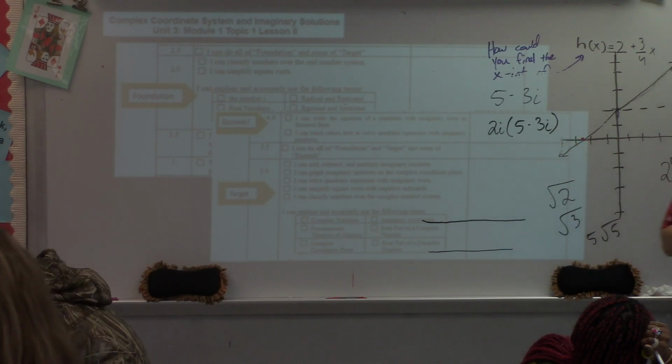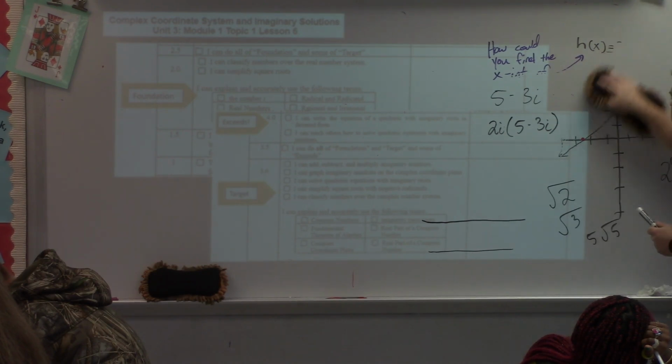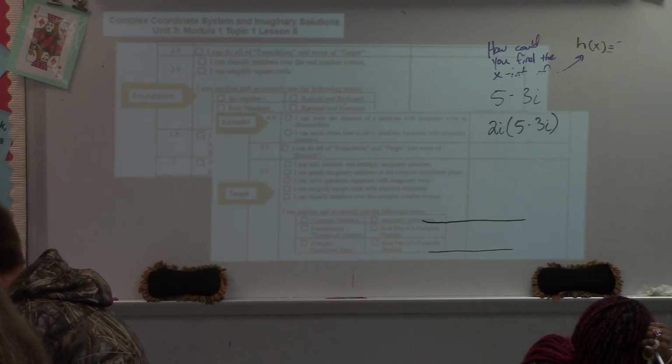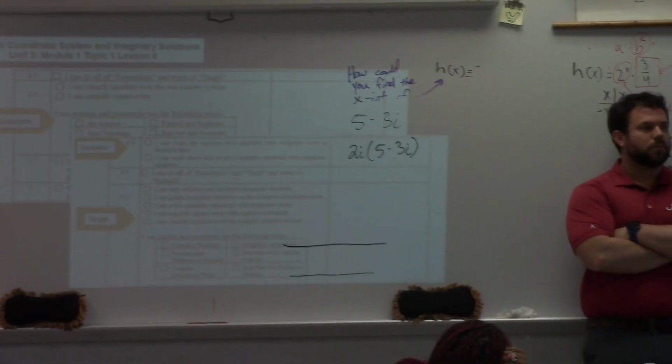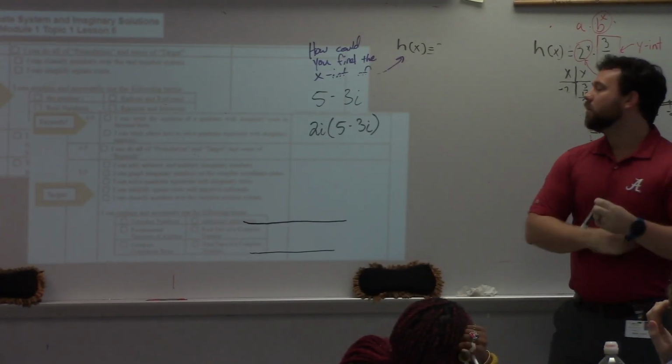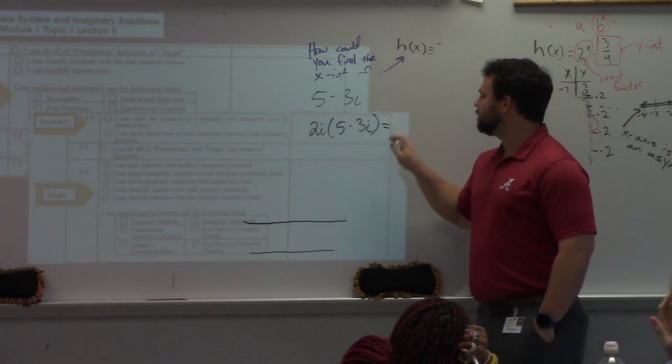Anybody know what the complex and the real part of this number would be? 2i times 5 minus 3i? Would I need to multiply those? So notice this is not simplified. If I want to know about this number, I need to simplify it. Okay, so what would I get?